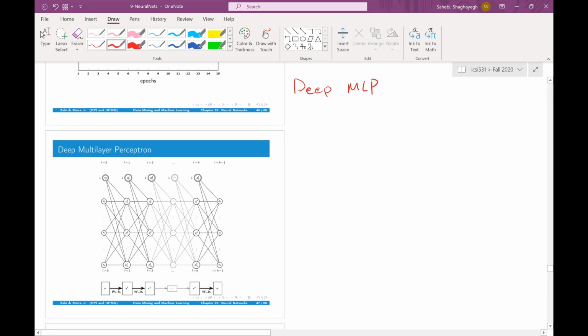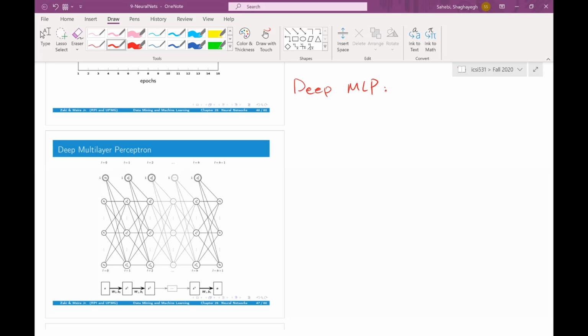So the MLP that we have seen so far, the multi-layer perceptron, only had one hidden layer. So it was one input layer, one hidden layer, and one output layer. Now, when we have an MLP with more than one hidden layer, it's still a multi-layer perceptron, and when it gets to hundreds of layers, it's basically a deep network, a deep multi-layer perceptron.